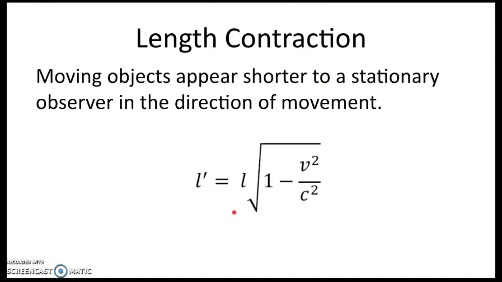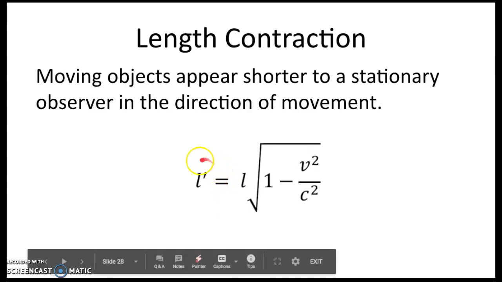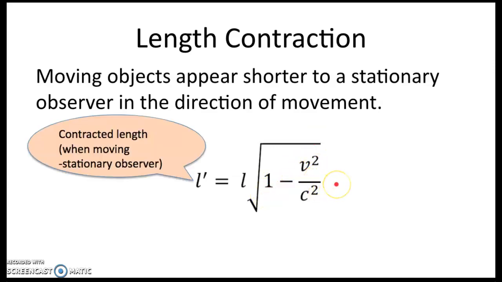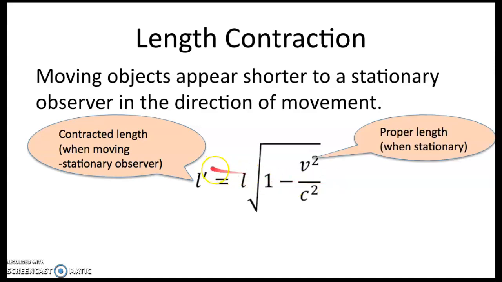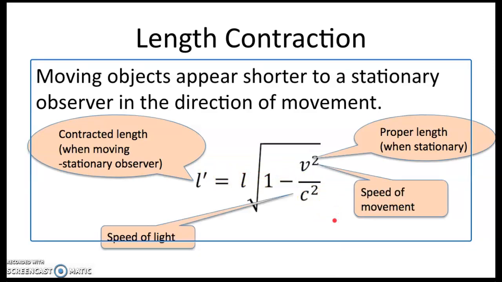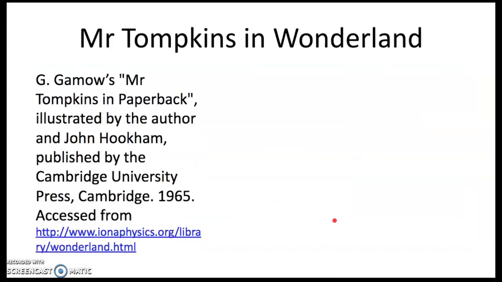So the equation that relates this is that you have the contracted length, L dash, there, and the proper length. So the proper length is as seen by the astronauts on the spacecraft, and that's then multiplied by this factor, the Lorentz factor. Again, it's similar to time dilation, square root 1 minus v squared over c squared. So contracted length is the L dashed. That's what you see from the stationary observer. Proper length over here is when it's stationary. v is the speed that it's moving, and c is the speed of light in meters per second. So you're going to have a calculation to try in a moment.